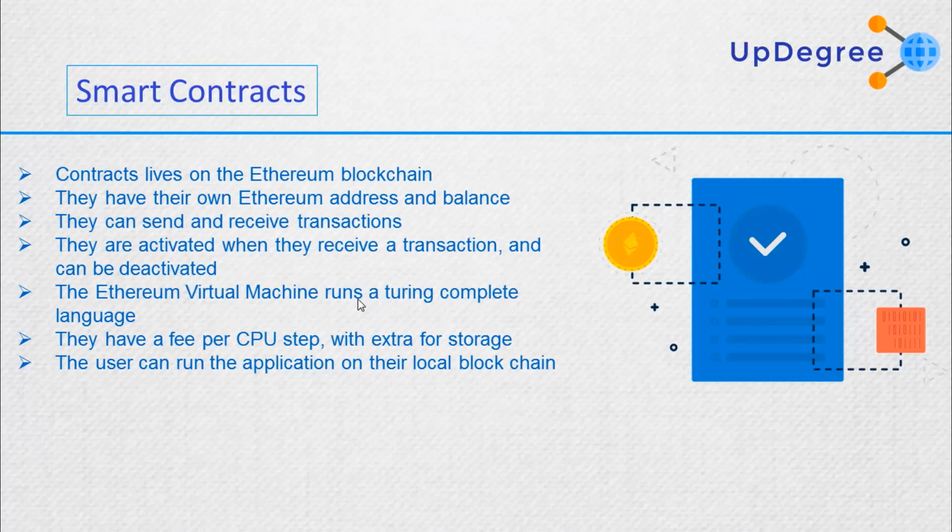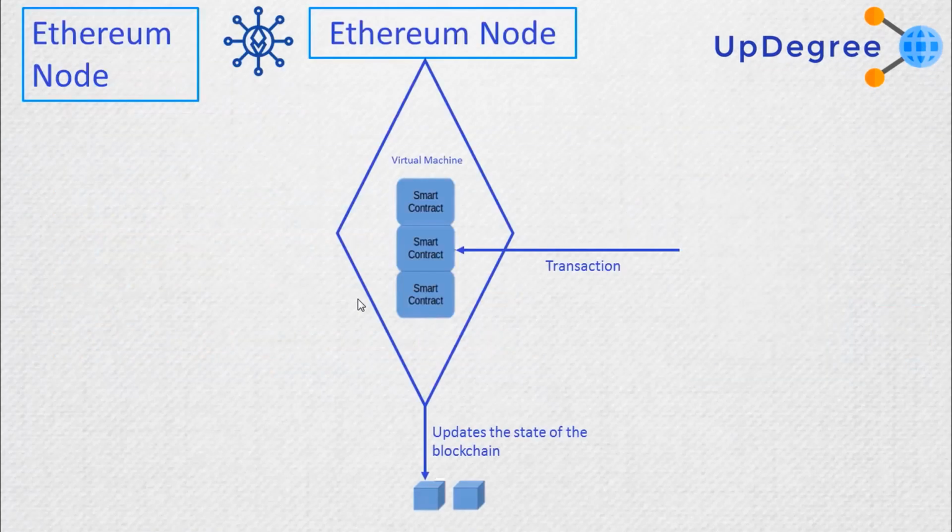Basically, it's like a programmable language, and there is an infrastructure where you can pay a fee for this CPU, and if you require more, you can pay for storage. And the users can run their application. It can be any application on their local blockchain. So the entire thing runs on the smart contracts using Ethereum JVM machines. So this is how it is.